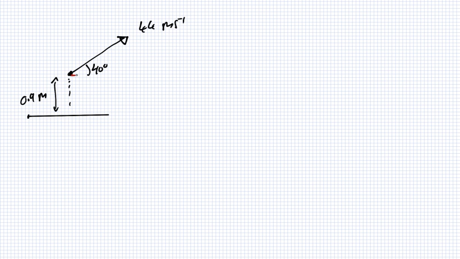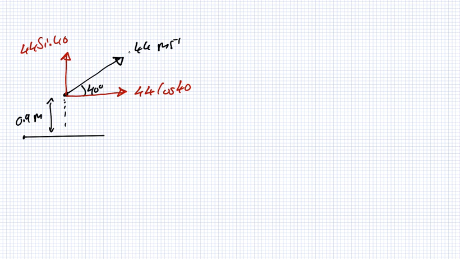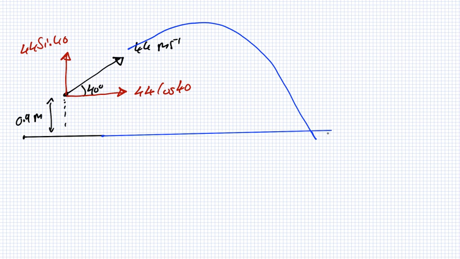So obviously this has a horizontal and a vertical component. This is 44 cos 40, and this is 44 sine 40, and the baseball travels up and comes back down here on the ground, and we are looking first for how far does it travel horizontally. So before we can get that, we need to get the time taken. So we're looking only at the vertical components, u, v, a, t and s.